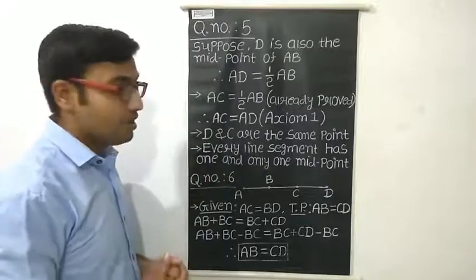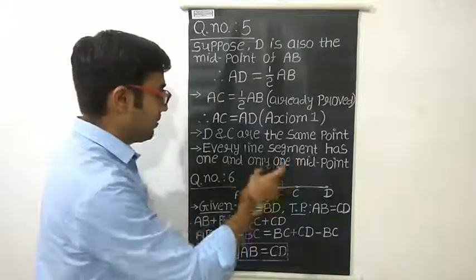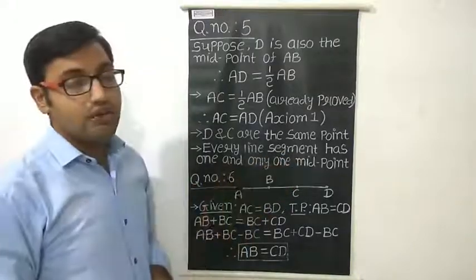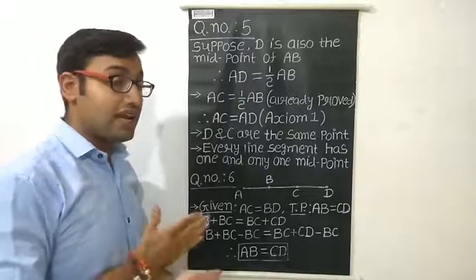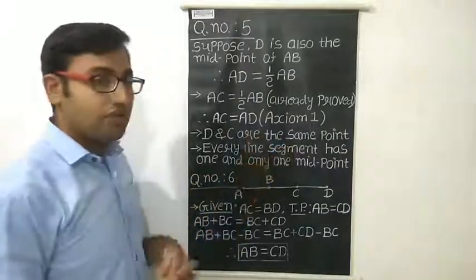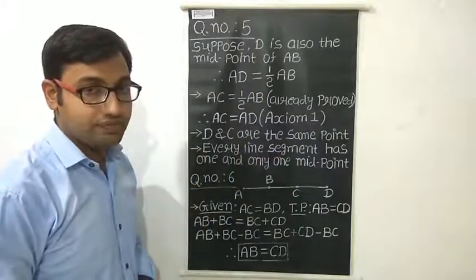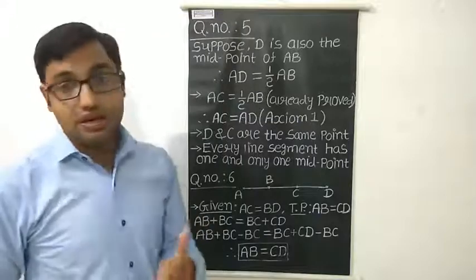So from this we can conclude that every line segment has one and only one midpoint. We cannot get another midpoint of any line segment. In this way, using this axiom, we can prove this thing. Okay? Now let us study question number 6.